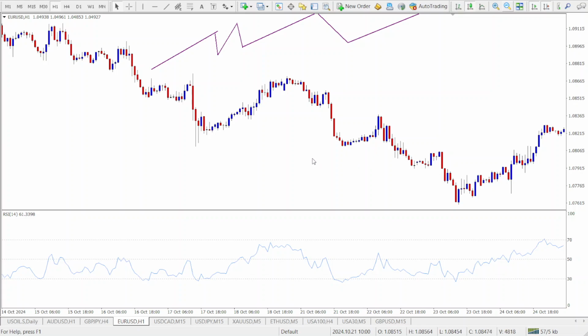So there you have it, a complete breakdown of the running flat pattern. By learning to spot this pattern, you can better navigate market corrections and position yourself for the next big move.